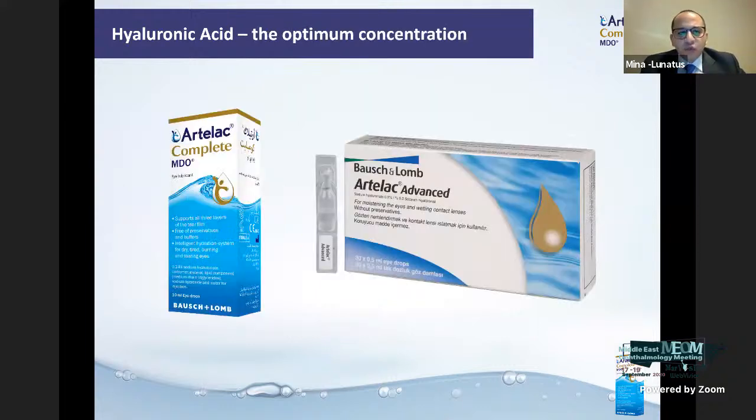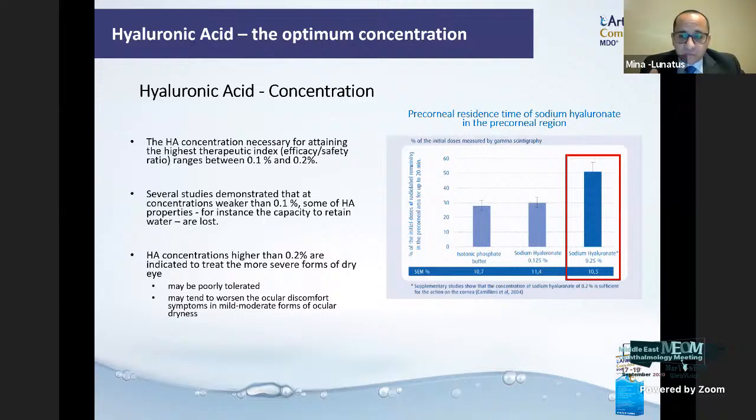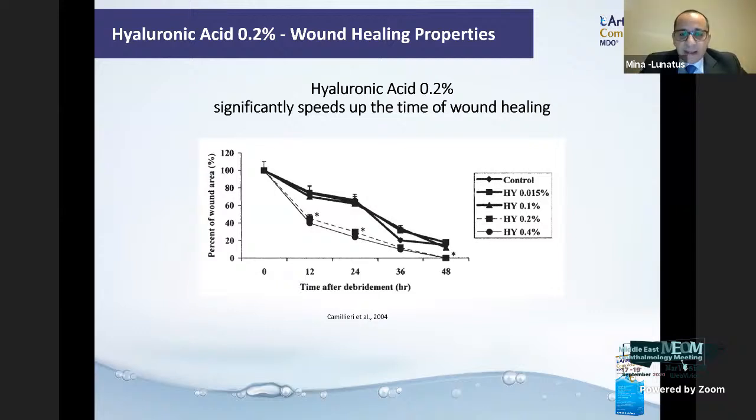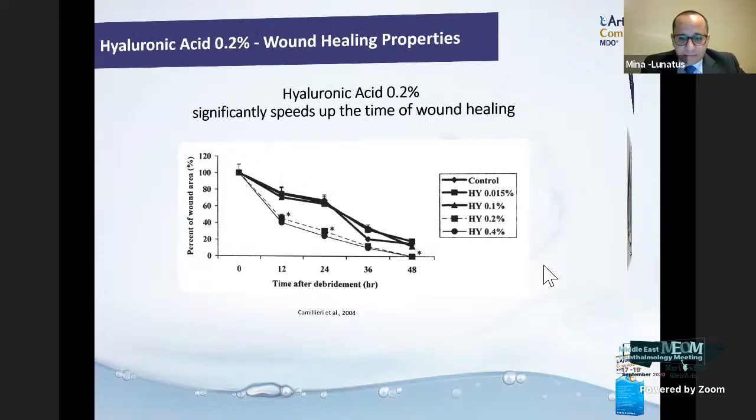But it's important to choose the optimum concentration of hyaluronic acid, which is provided in both Artilac Advanced and Artilac Complete, which is hyaluronic acid 0.2%. 0.2% is the optimum concentration in terms of lubrication and also in terms of promoting the wound healing, as the maximum effect in speeding up the wound healing was observed with hyaluronic acid 0.2%.